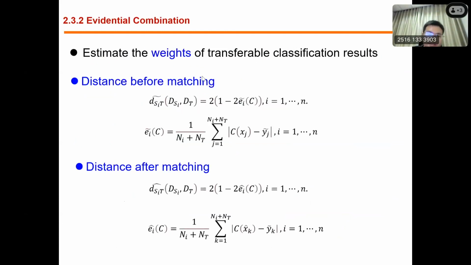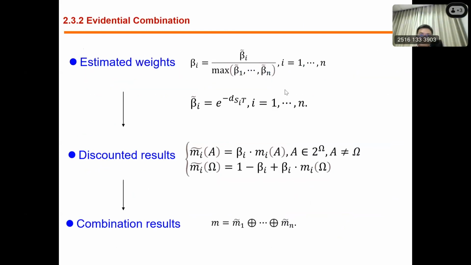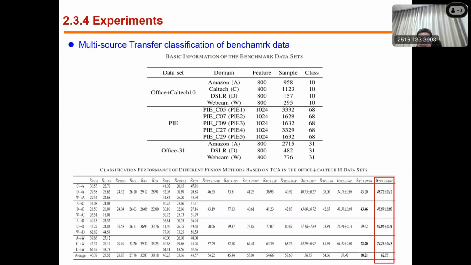We will use the distance before matching and after matching, and then we will calculate the average. Then we will use the weight. Of course, this is a relative weight because we consider one classification result, the weight is equal to 1, and the discounted results will then be combined. According to the combination result, we will get the final classification result of the object.